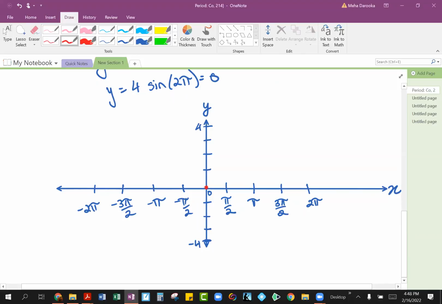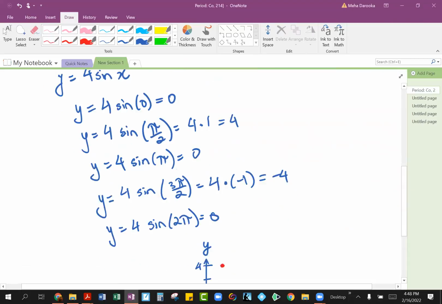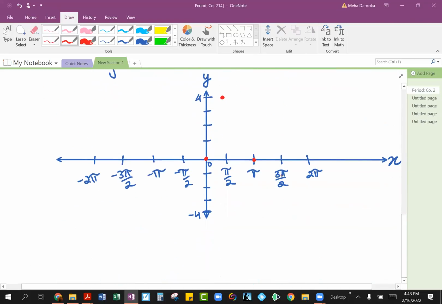Okay, so 0, 0 intercept. Then at pi halves, you had your maximum. At pi, we had the intercept again, so pi and 0. Then minimum at 3 pi halves, which would be at -4, and then intercept again at 2 pi. It's a little rough because I'm not doing this to scale, but this is kind of what it looks like. So this is, again, remember, just one period.